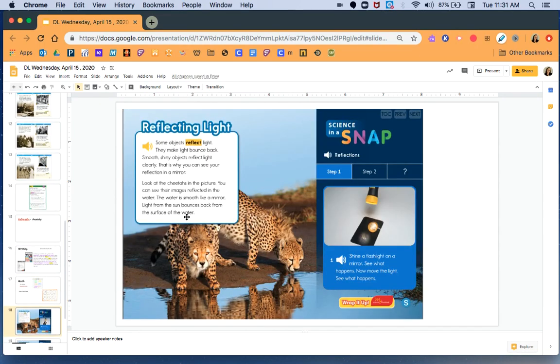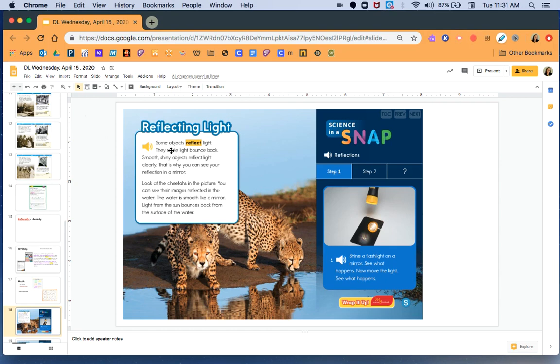Okay, so for science, we are finishing up our light unit today or tomorrow. I haven't decided yet. We did a little bit with mirrors when we were in class, and I just want to remind you about mirrors. Today you're going to be asked to use a flashlight. Some of you may not have a flashlight at home, but many of your parents have a flashlight on their phone. If they give you permission, you can use the flashlight on their phone.